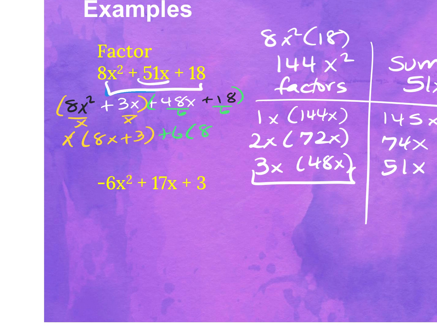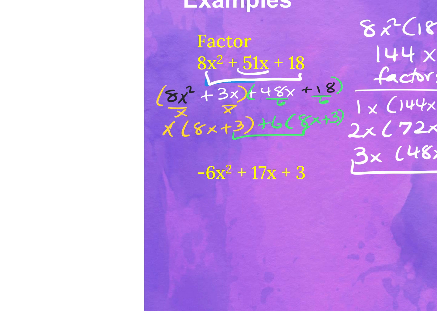So once I divide, notice you get the same thing here. So the 8x plus 3 is the first binomial. And then the second binomial is the two GCFs. So the x plus 6. And again, FOIL it, make sure it's going back.